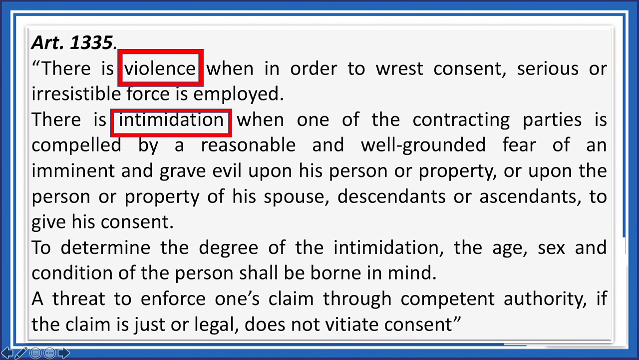Now, let's discuss kung ano ba ang requisites for violence to vitiate consent. Lahat ba ng klase ng violence, kahit minor or hindi naman serious, is pwede na ba maka-vitiate ng consent? So, eto. There are actually two requisites for violence to vitiate consent. And that is found in Article 1335 lang naman.